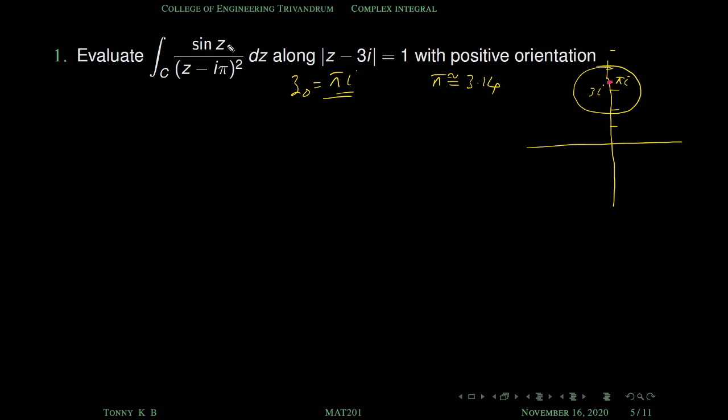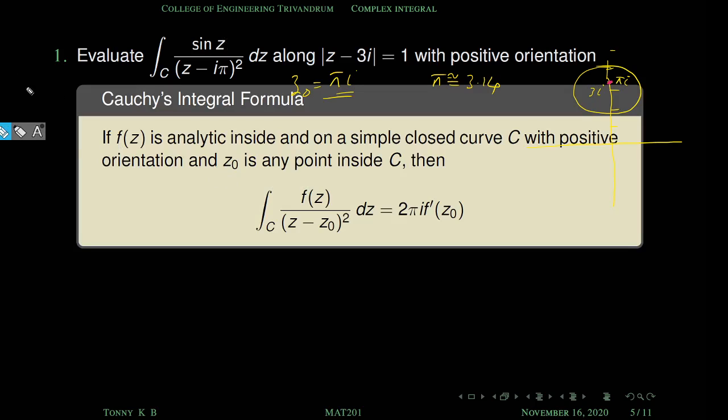Okay. So what is our Cauchy's integral formula? This is our Cauchy's integral formula for derivatives. If f of z is analytic inside and on C, then this integral is equal to like this. Here, comparing with this form, what is our f of z? Yes, f of z is sin z, right?